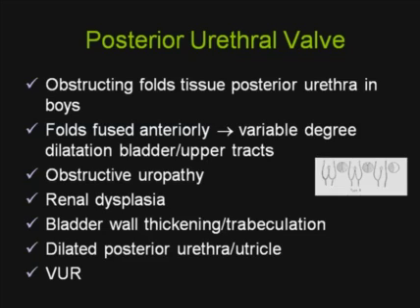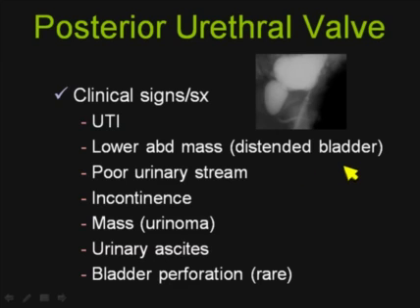They can cause an obstructive uropathy. They may also be associated with renal dysplasia. The bladder wall is usually thick and trabeculated, and there is dilatation of the posterior urethra and vesicoureteral reflux. Clinically, they may have a urinary tract infection. They may present with a distended bladder, so it appears to be a lower abdominal mass.